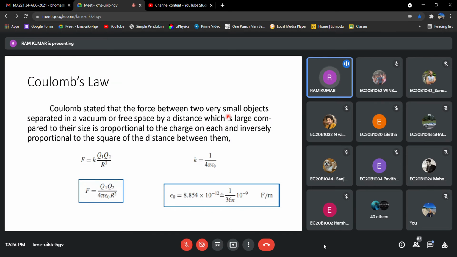So the force between two very small objects separated in a vacuum or free space by a distance which is large compared to their size is proportional to the charge on each and inversely proportional to the square of the distance between them. Where k is a constant to make the equation equal. We have a constant that is 1 by 4 pi epsilon naught. You know the value of epsilon naught, right? This is a property, permittivity.